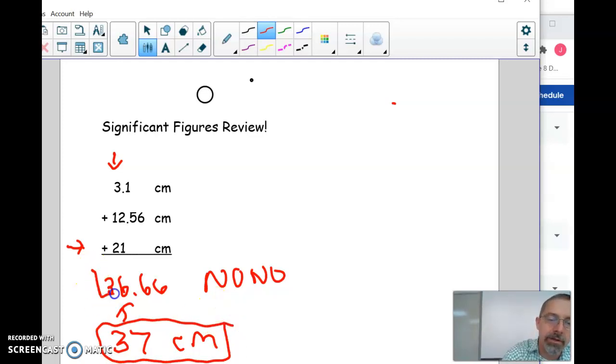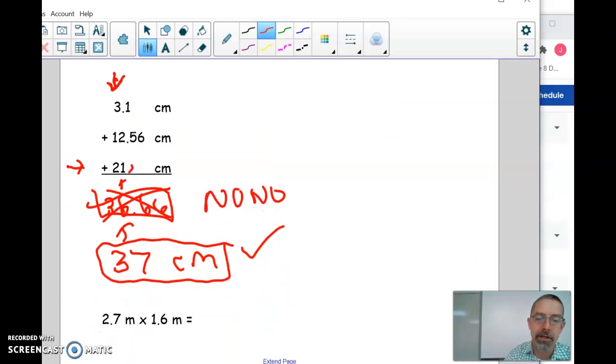I know it's hard to believe, but this is a very bad answer. You're lying about what you know. You only know this. So when adding or subtracting, you're limited by whatever digits place is your least significant one. In this case, even though 21 is my biggest number, I don't have tenths of centimeters, I don't have hundredths of centimeters, so I'm limited to the ones place here.